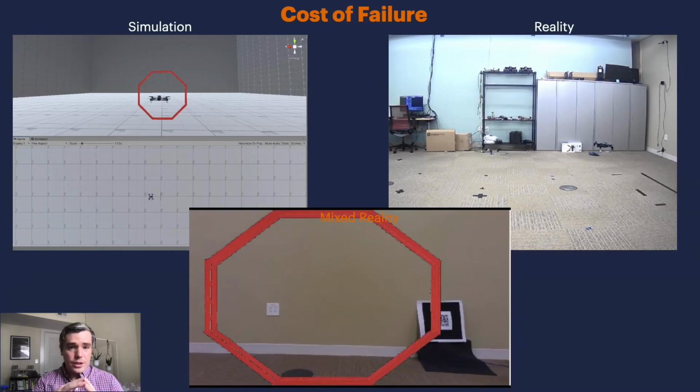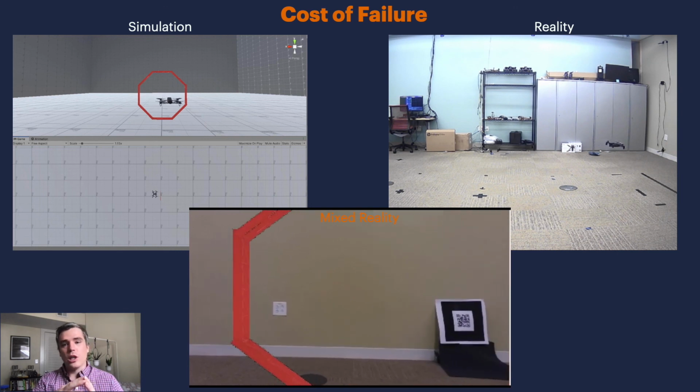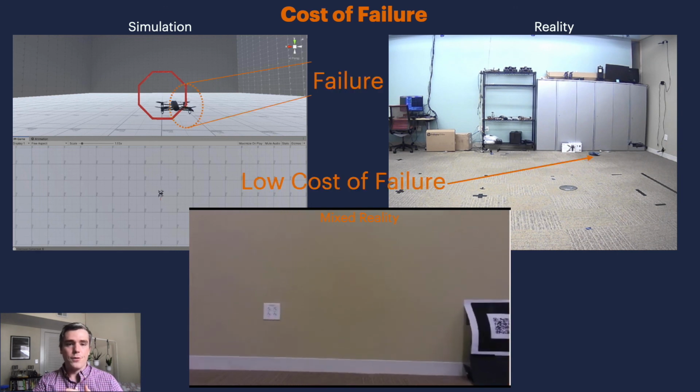So another benefit of our approach is that we reduce the cost of failures that occur in reality. So for example, consider a drone navigating through a gate using world in the loop simulation. Here, the drone operating using world in the loop simulation crashes into the gate. However, it has a much lower cost of failure as the gate was just simulated.